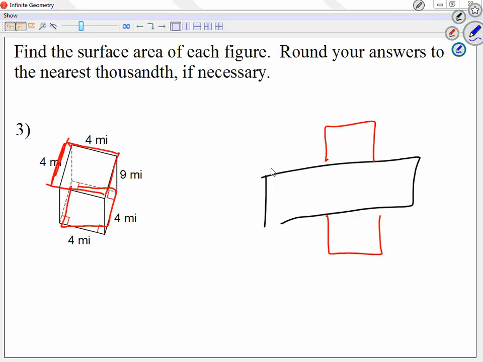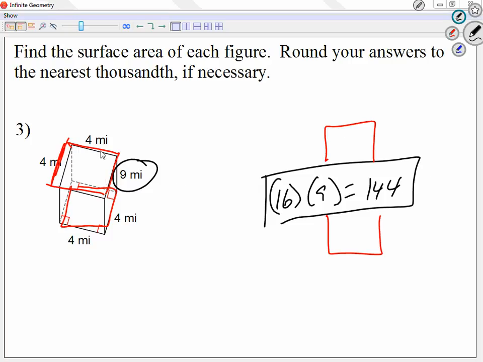For the big rectangle, I'm just going to go 16 times 9, which we know is 144. The 16 was the distance around the base. I added the sides of my base. And then the 9, it's right there. 16 times 9, which is 144.